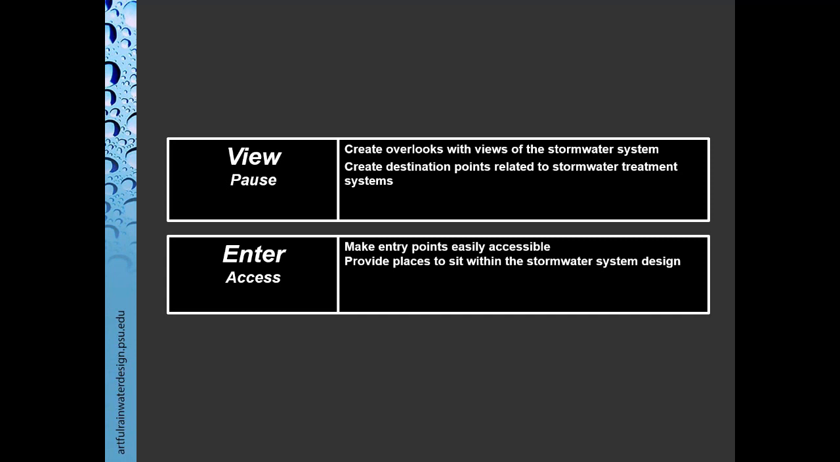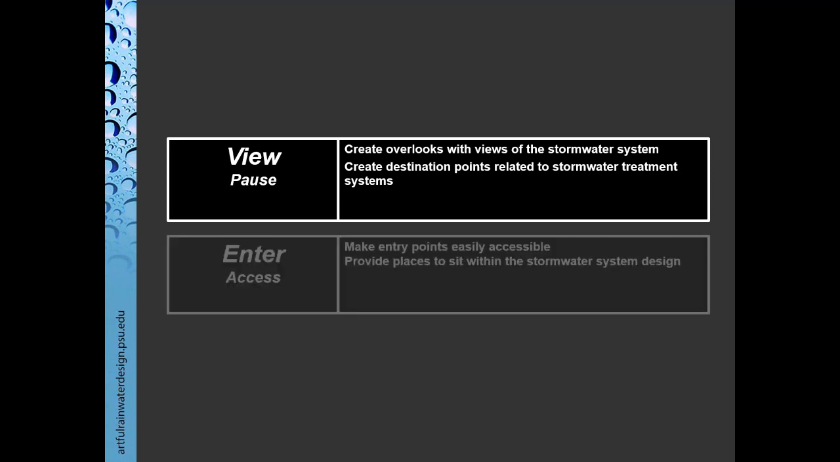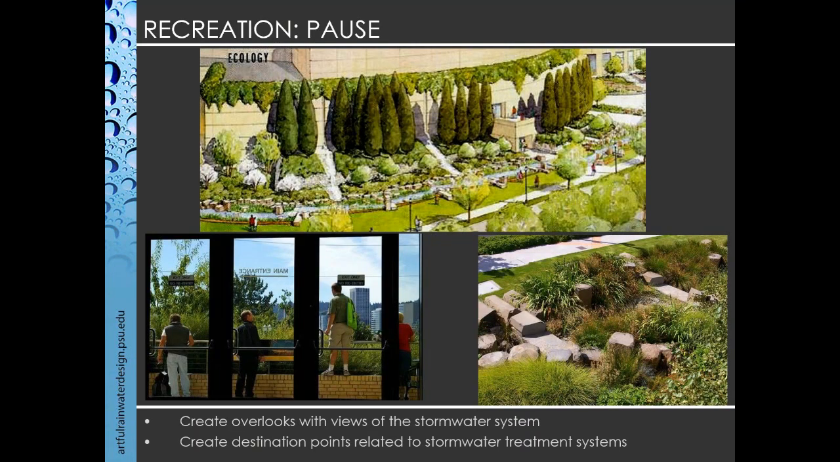So under the idea of viewing things, you can allow people to pause and visually see something and maybe learn about it. So we're going to talk about that one first. And the example I'm going to give you is the Convention Center in Oregon. This is a ginormous center, and it drains 5 acres of water down the side of the wall.